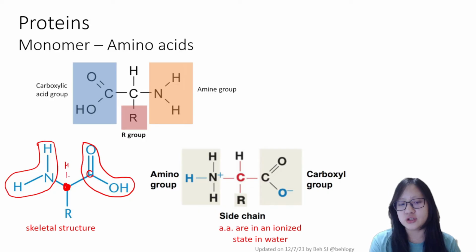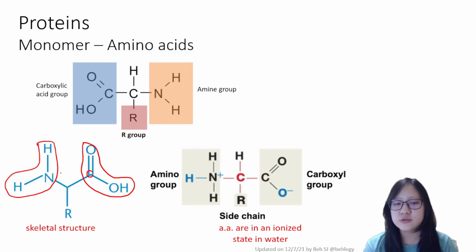The H is not drawn. And then there's an R group here. So if you are able to find the double bond O and find the N, you should be able to find the central carbon with no problem.